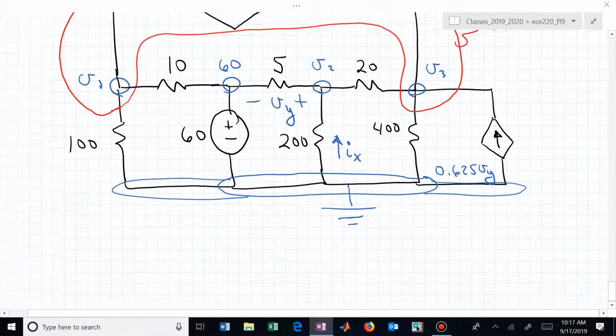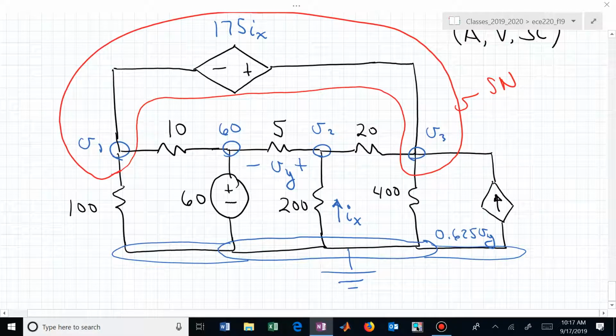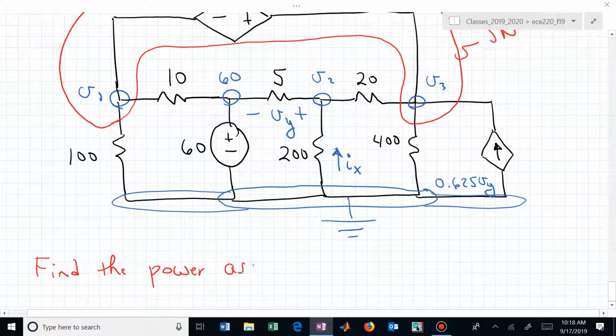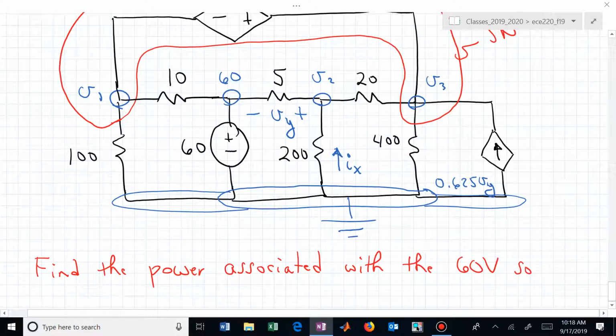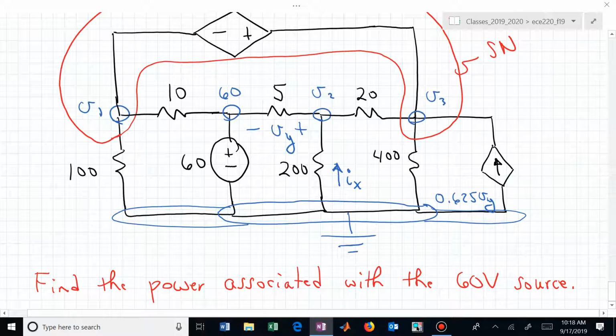Now that we have all these, and did I say what I wanted to do? I didn't even tell us what the objective was here. Let's say that we want to figure out the power associated with that 60 volt source, that voltage source. That's our objective. That's maybe the ultimate goal, but it's kind of secondary to doing what? Finding V1, V2, and V3.